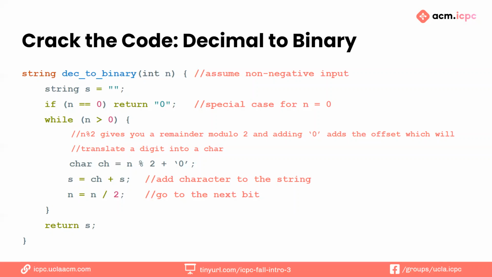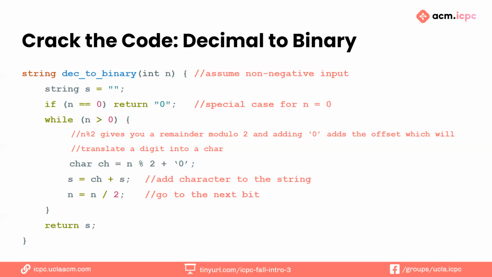Later on, you will add this character to the string, and after that, you will divide the number by 2 using integer division, and continue that until n becomes 0. Finally, you return the string. Does anyone have any questions about this implementation?